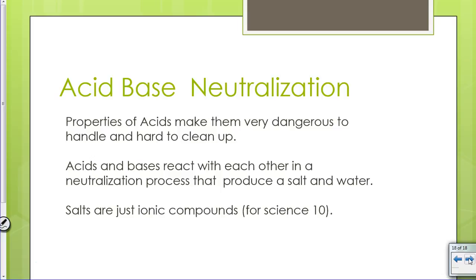Acid-base neutralization. Properties of acids make them very dangerous and hard to handle and hard to clean up. Acids and bases react with each other, like we've talked about already, in a neutralization process that produces a salt and water. Now, when we say a salt, it doesn't mean hitting somebody. It doesn't mean the regular salt you see on the table. It means an ionic compound for our Science 10 purposes.